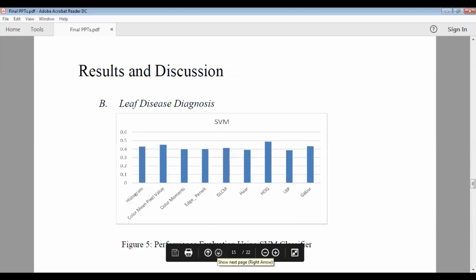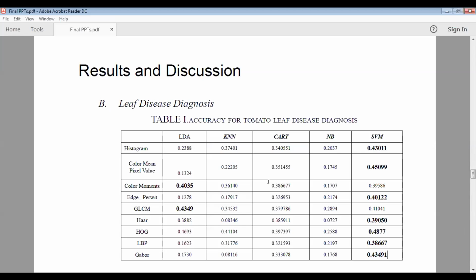This is the graphical representation of this. If you see, HOG with SVM has the better performance here compared to the others. Now this is the accuracy for the tomato leaf.